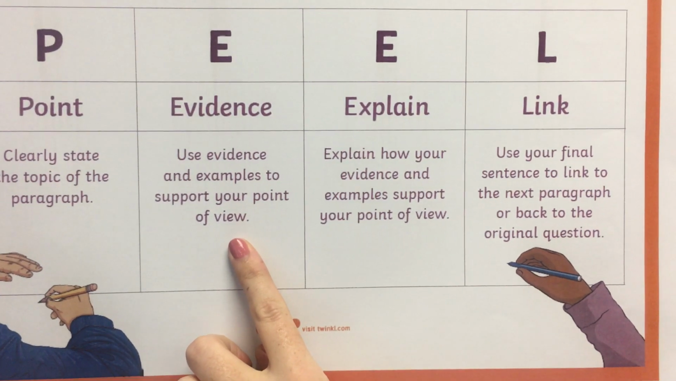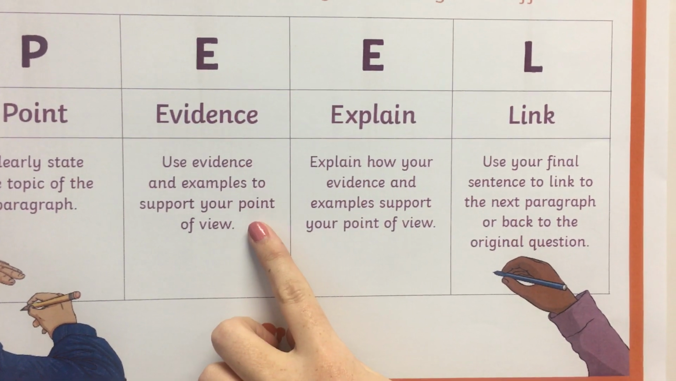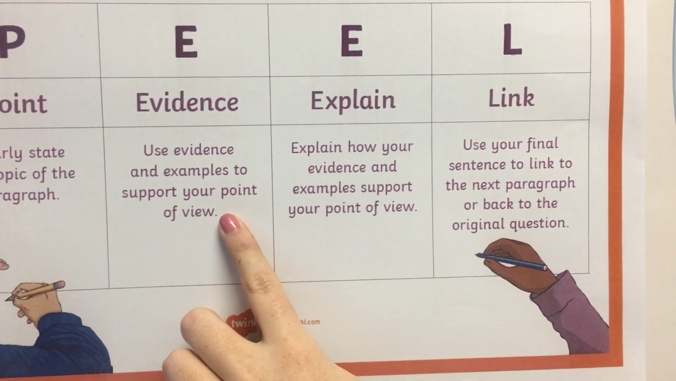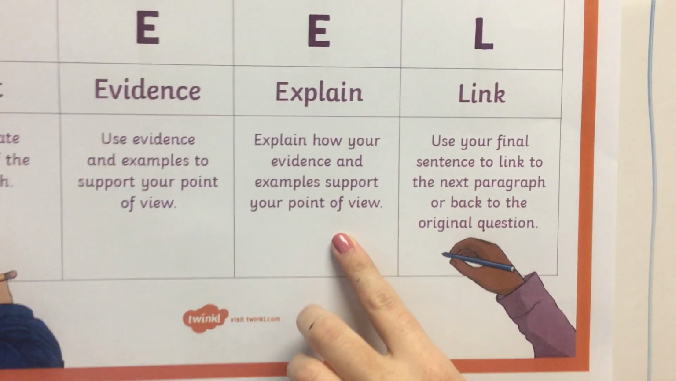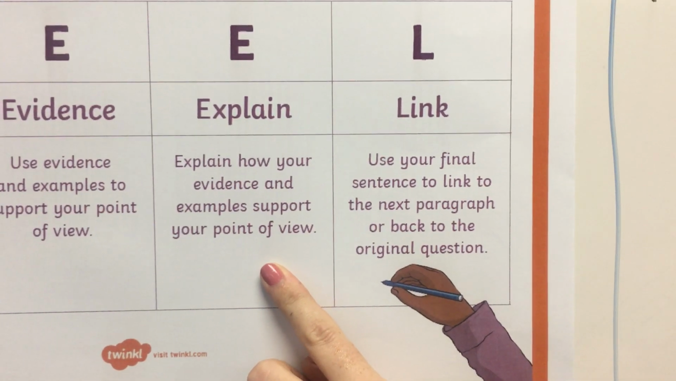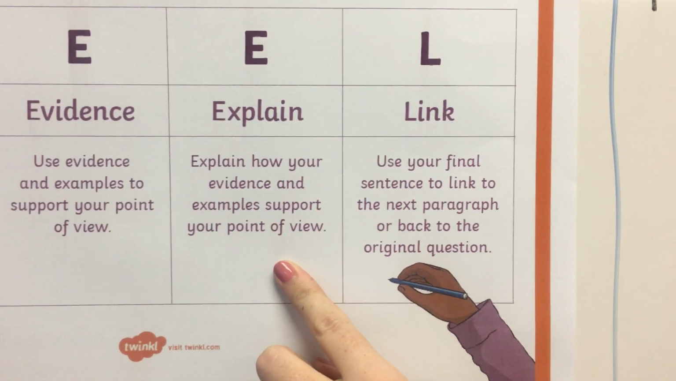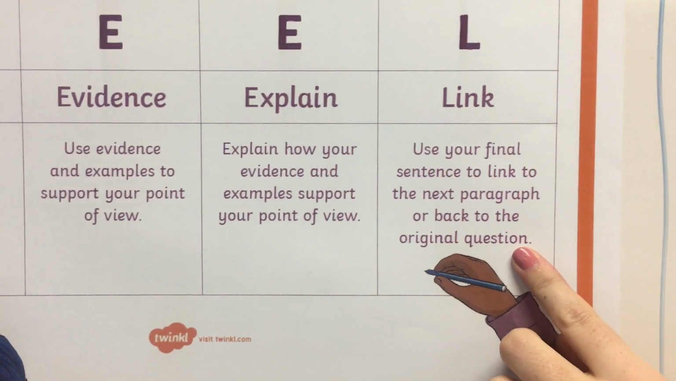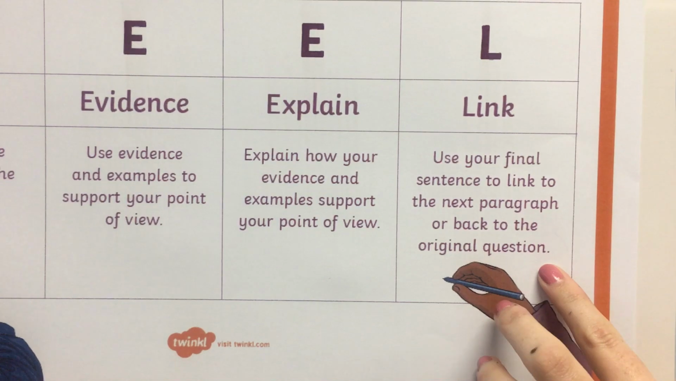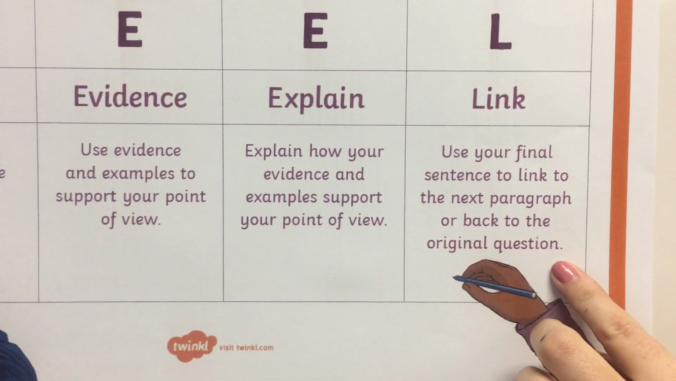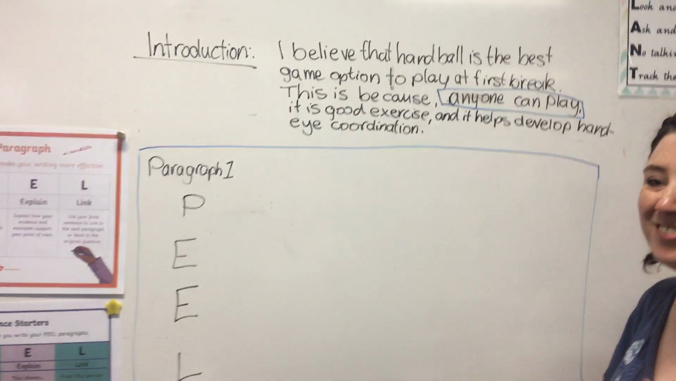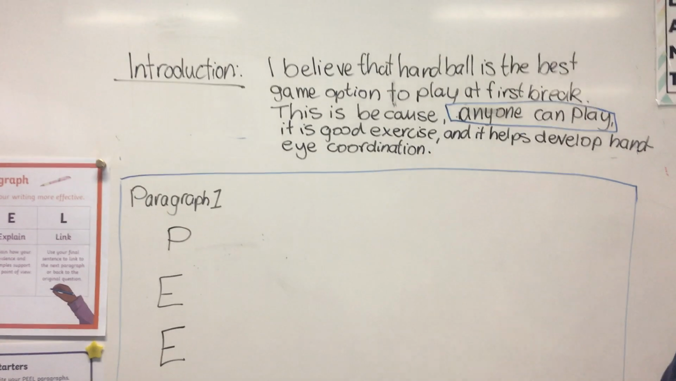Our E, evidence, means we have to give some evidence. We have to say why we think that's a reason and give some examples. The next E is explain. That means we explain a bit further about what we mean from our examples. And last, we link. We use our final sentence to link to the next paragraph or maybe back to the original question. So, all right, let's come back and have a look at what I've written on the board here. So that's a lot of information, but let me show you what I mean.